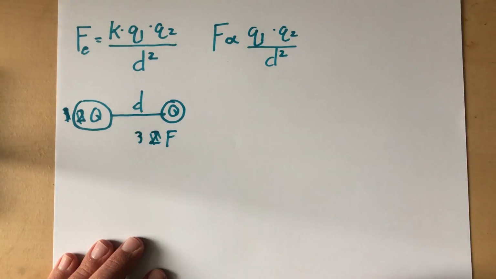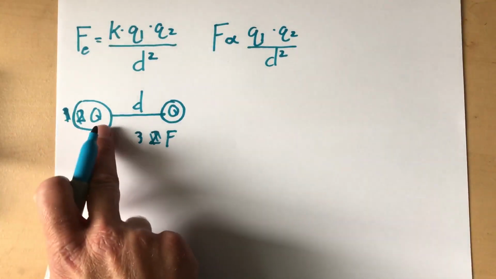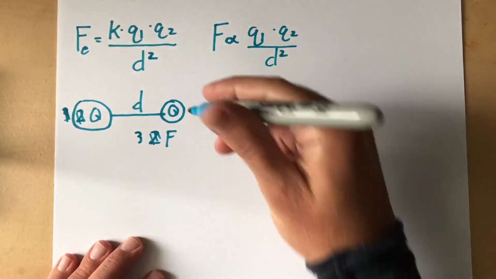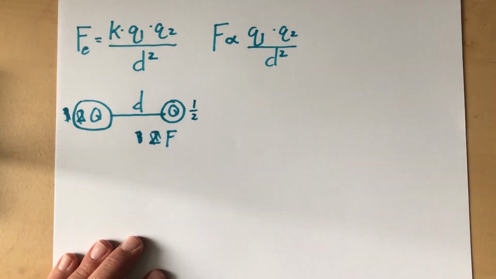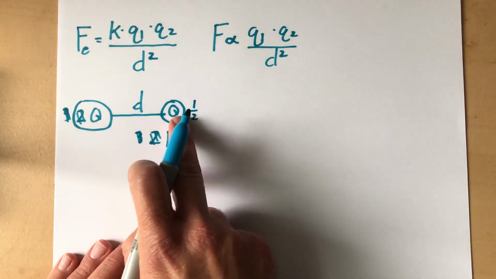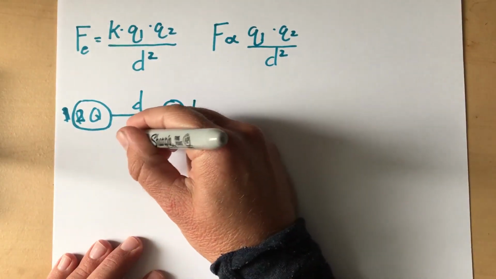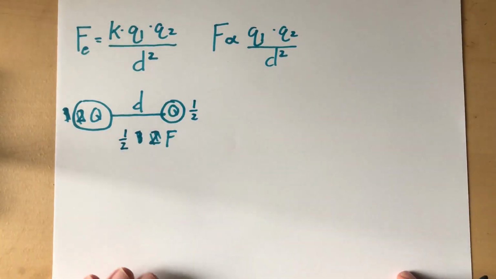It also works the other way. Let's go back to, let's just say it's charge and charge separated by D. What if we cut this force to 1/2 of what it was before? Again, whatever you do to one of the charges, that's what you do to the force. So the force would now be 1/2 of what it was before.